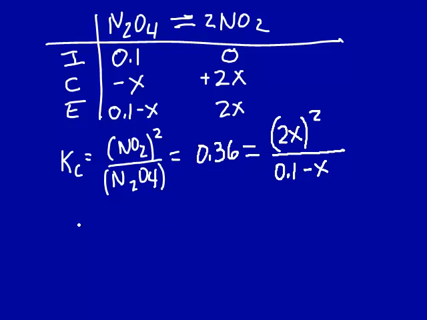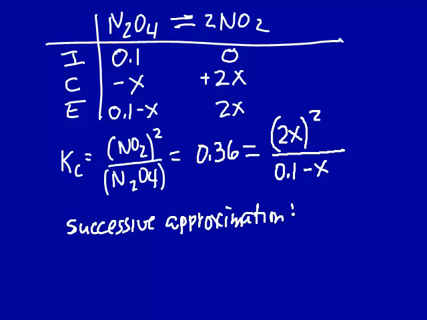So let's go ahead and do the successive approximation approach. We'll ignore x right there. So our equation becomes 0.36 is equal to 2x, quantity squared, divided by 0.1. And when we ignore x, typically what we get is a simpler equation to solve for x. Let's go ahead and do that. I'll just skip a few intermediate algebraic steps and write down what x is equal to. You can check this if you want.